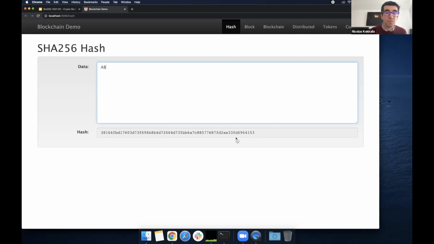The entire hash is completely different. Even though my input is only one character different, I didn't see one character change in the hash. I saw the hash completely changing. And let's go back to A to see that the hash is still the same.